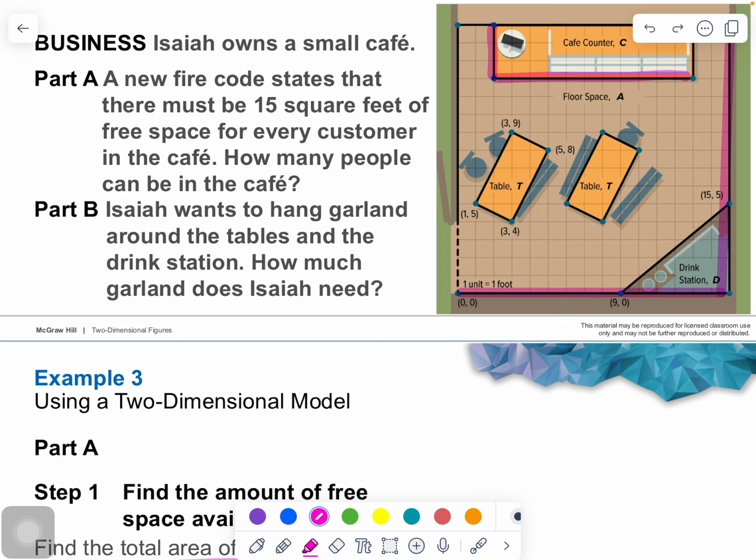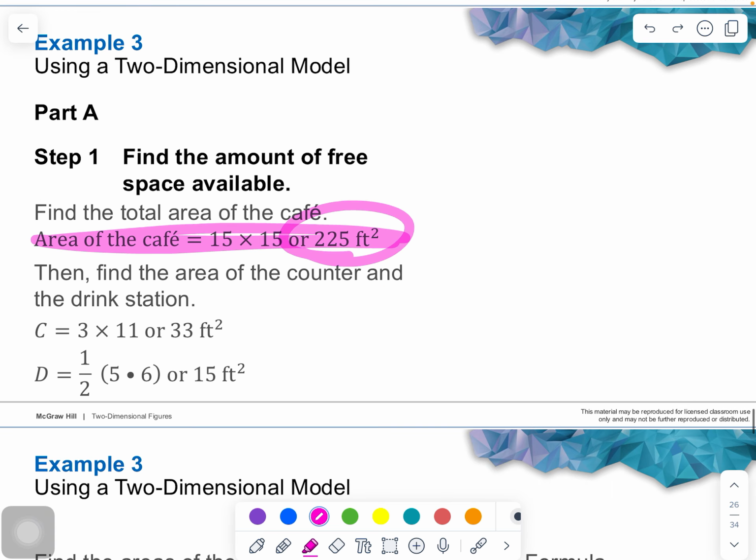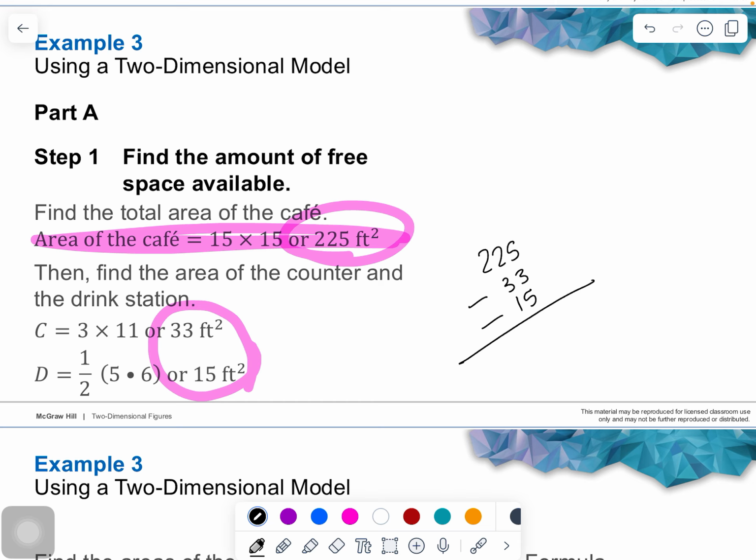So 1, 2, 3, 4, 5, 6 by 1, 2, 3, 4, 5. 5 high, 6 by 5. So that's 1/2, 5 by 6. So that's 1/2 of 30, so 15. So those. And then he's going to take that 225 minus 33 minus 15 to find out what area he's actually got in there.